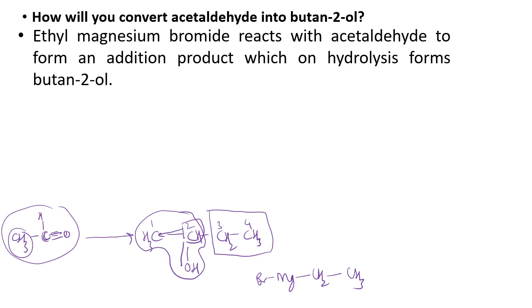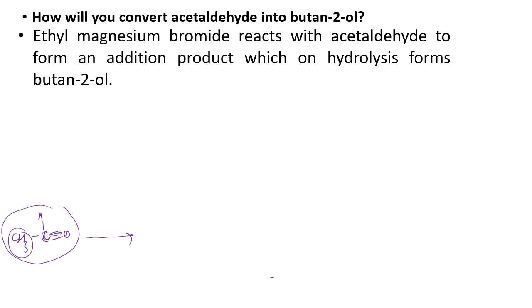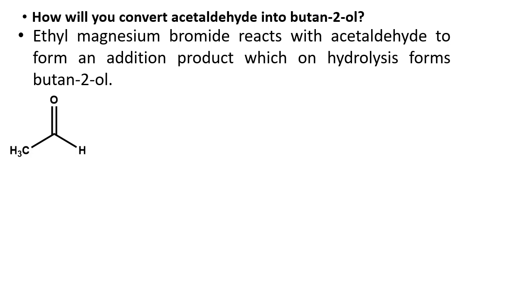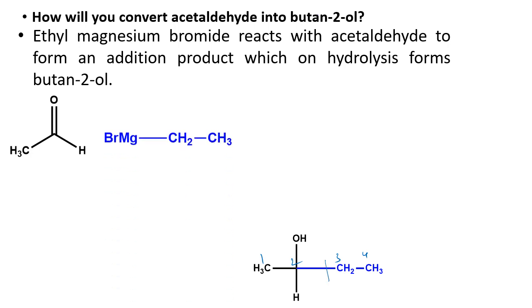I will rub out these structures and we will solve the example. So what we are doing here is removing these structures, and now we will go for the solution. So this is acetaldehyde and this is the product which we are supposed to prepare, right? Butan-2-ol, 1, 2, 3, 4. You can see the aldehyde part which is reflected in black, and the remaining part is my Grignard reagent. So we will make a Grignard reagent, CH3CH2MgBr.